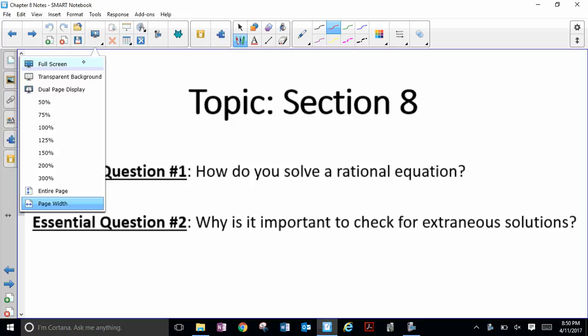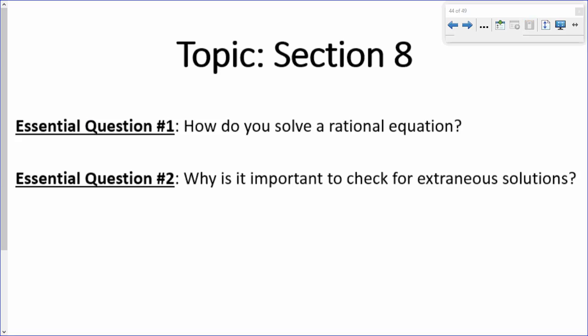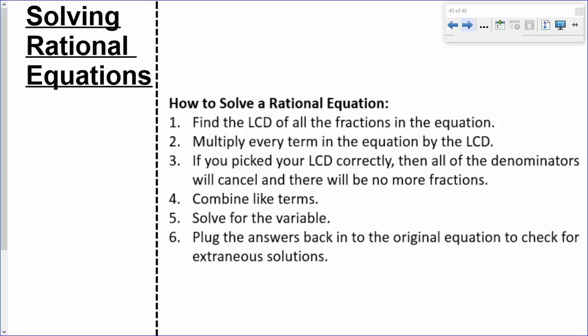All right, so section 8 notes in chapter 8. We have two essential questions. First one is, how do you solve a rational equation? The second one, why is it important to check for extraneous solutions? At any time you need to pause, go ahead and pause it so you can write down whatever you need to write down.